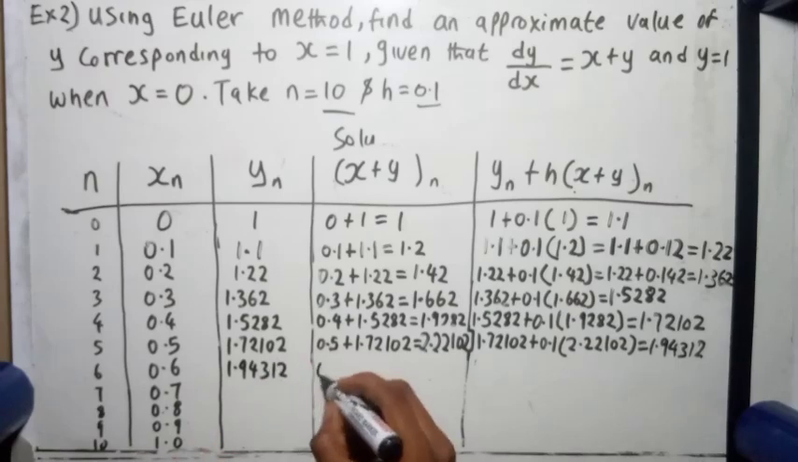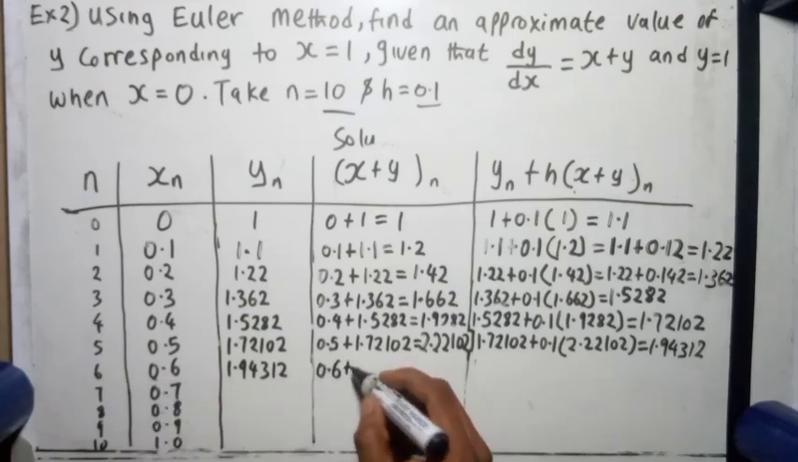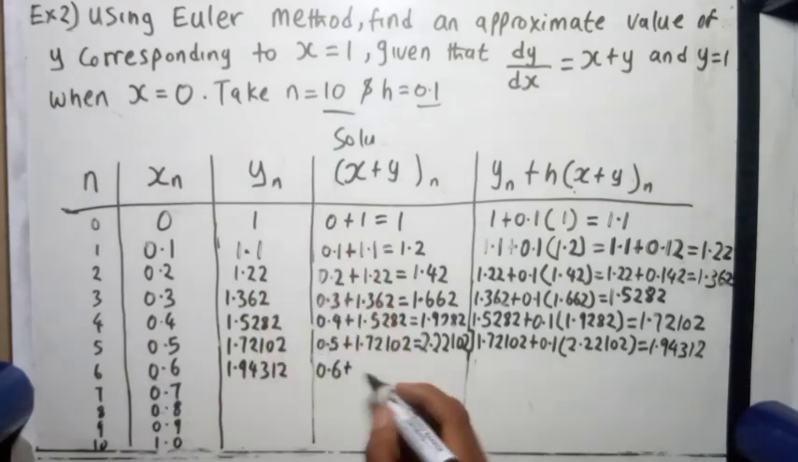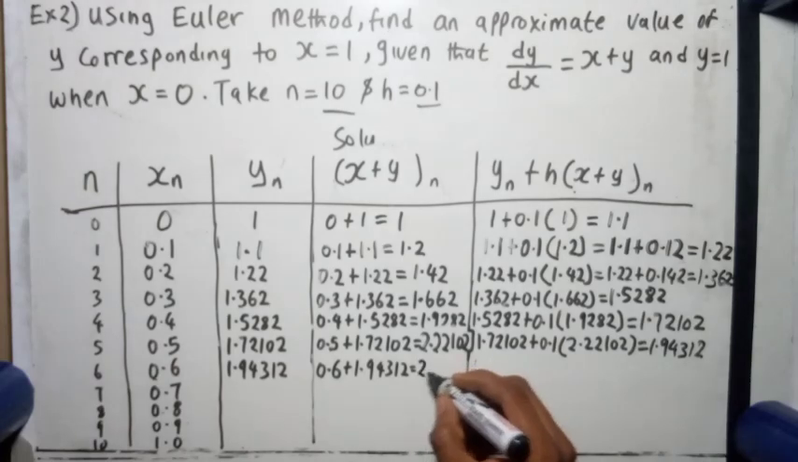The same thing, your 0.6. Remember, now this one we use, you add it to your y, 1.94312. At the end of the day, you have your answer to be what?